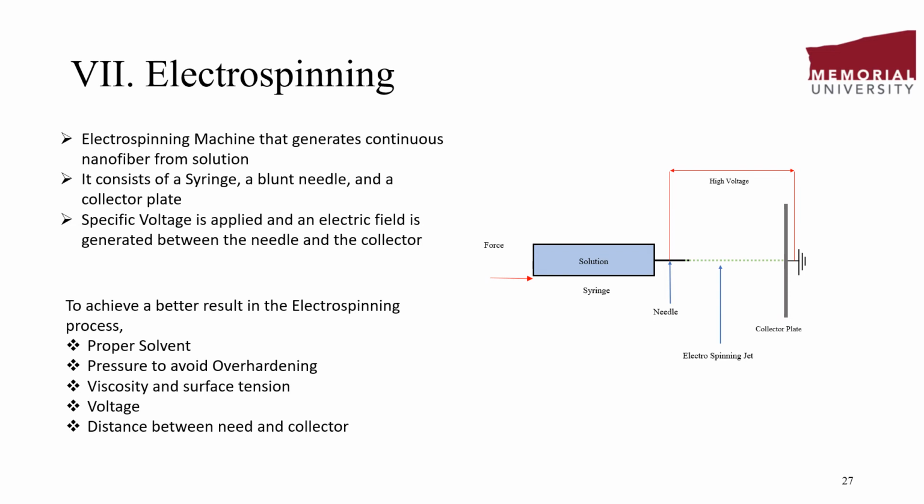A sufficient pressure should be applied to avoid the overhardening of fibers. There should be a balance between the viscosity and surface tension of the solution. Voltage must be high enough to overcome the surface tension, and the distance between the needle and collector must ensure full evaporation of the solvent.